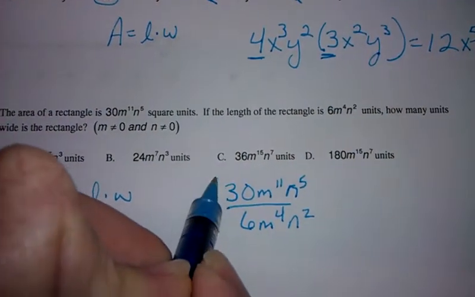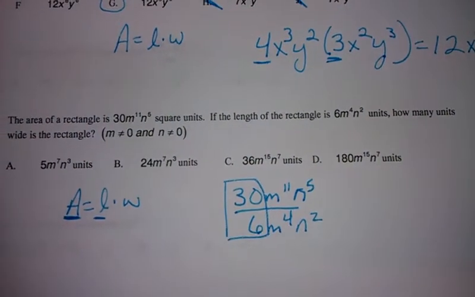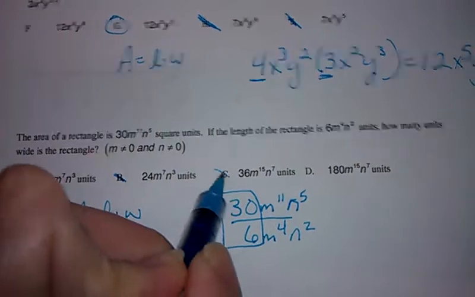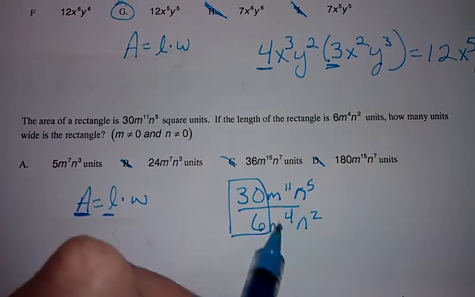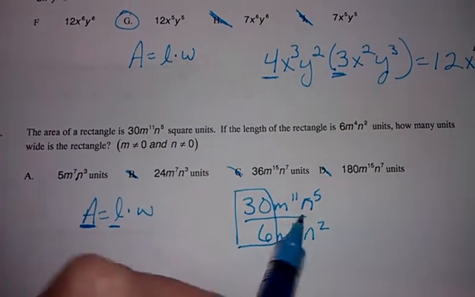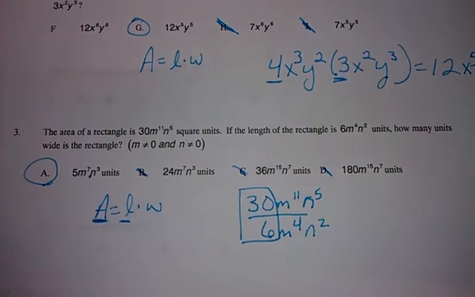Then I'm going to treat this like a regular number. 30 divided by 6, that's 5. There's only one answer that fits. To finish it, for m to the 11th, you take 11 minus 4, that's where the 7 comes from. 5 minus 2 is 3.